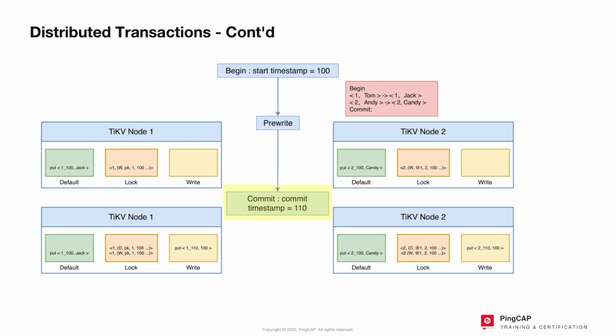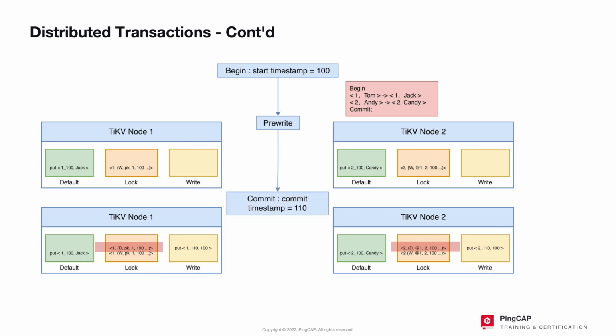Second, let's go to the second stage, commit, of Percolator. At this time, we'll get commit TS from the PD and assume it's 110, and it will be written into the write column family, key plus timestamp, and the value of the start timestamp of this transaction. The primary key was deleted in the lock column family record.